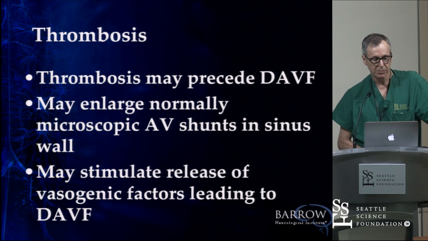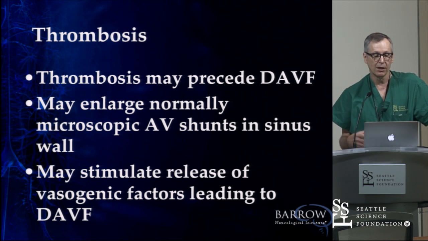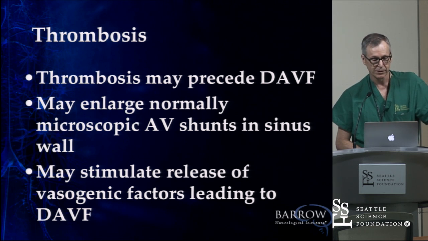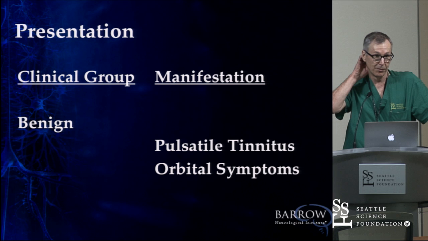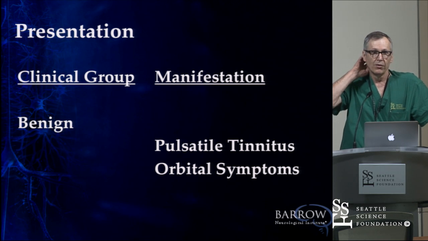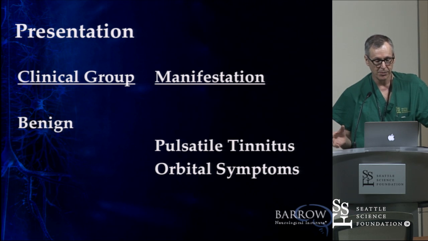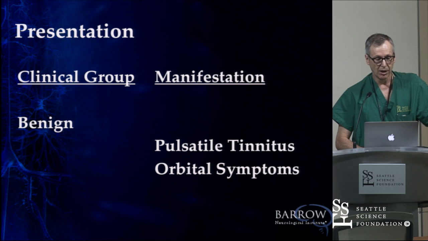So as I said, thrombosis may precede a dural fistula. That may incite enlargement of the normal microscopic arteriovenous shunts that exist within the walls of the sinus, and probably releases vasogenic factors that ultimately lead to the development of the fistula. There are a lot of classification systems. They're all sort of based on the same thing, and I'm more of a lumper than a splitter, so I just think of them as either benign or malignant.